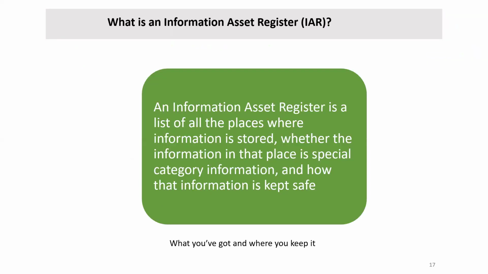Well, looking first and foremost at what is an information asset register. In essence, it's a list of all the places where information is stored, whether that information is special category information, we looked at what that is earlier, and how you keep that information safe. So to summarize, it's what you've got and where you keep it. So any information that meets the criteria of personal data, you need to recognize, A, where it is, whether or not it is special category information, and how you take your responsibilities seriously in terms of keeping that safe and secure. So you need to have a record of all of that. That is the information asset register.